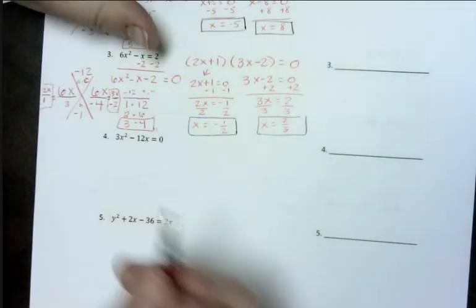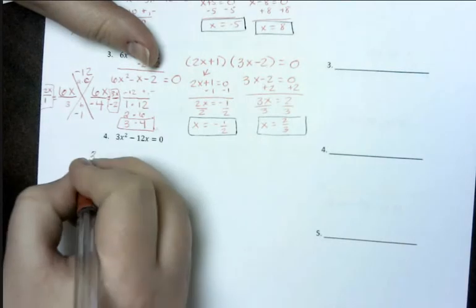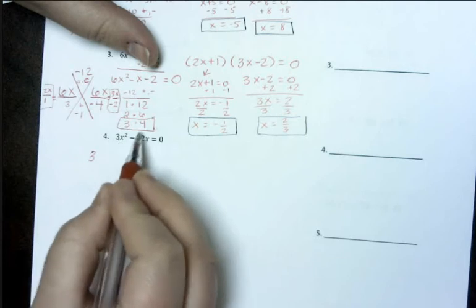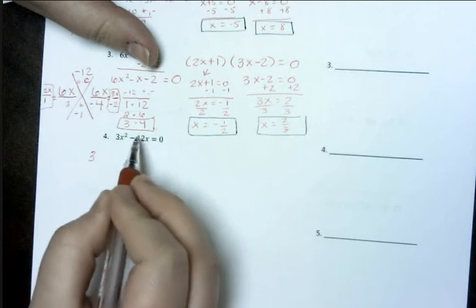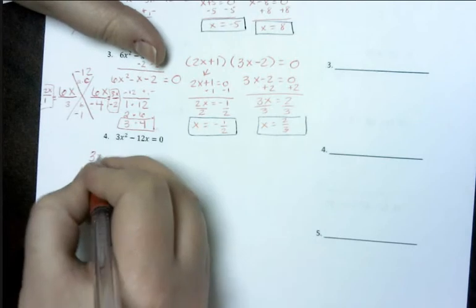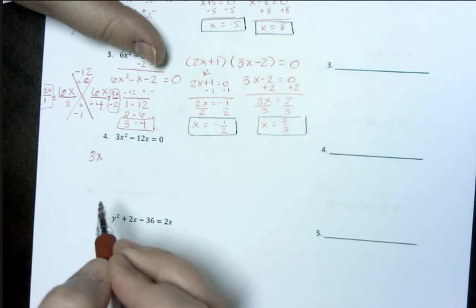So between 3 and 12, you know that they have a 3 in common. And if this one has 2 x's, this one has 1 x, then the most number of x's that you can take out of both of those is just 1 x. You couldn't take 2 because this one doesn't have enough to take 2 away.